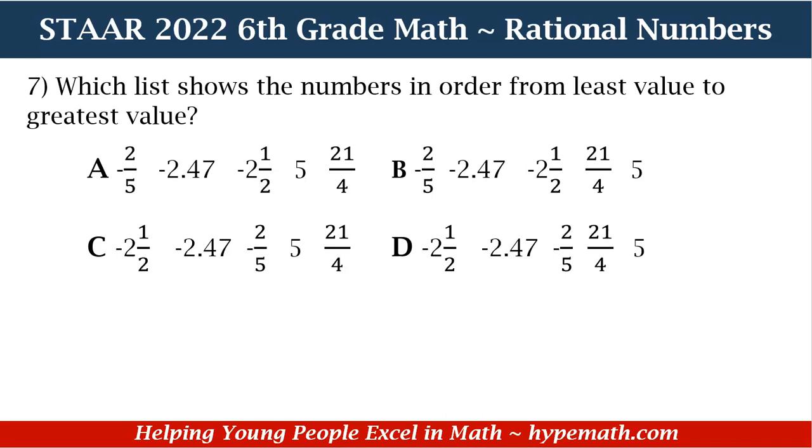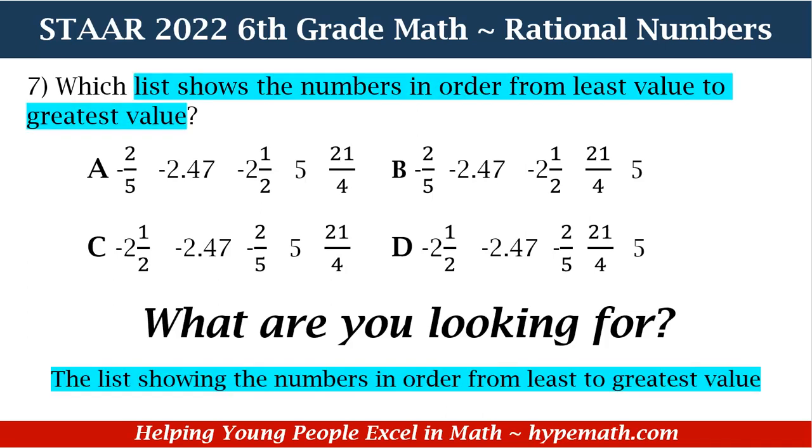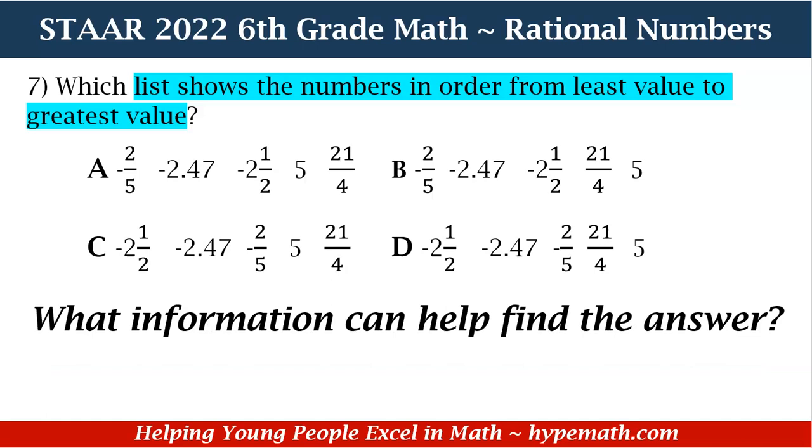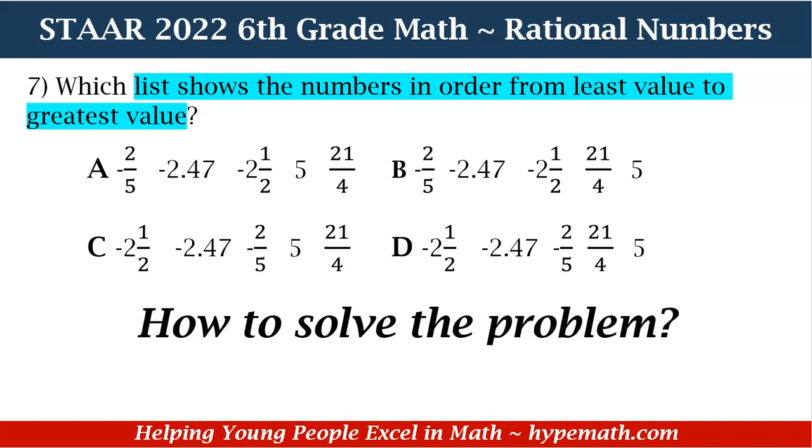Our first important question we need to ask is, what are we looking for? We are looking for the list that shows the numbers in order from least to greatest. That means from the smallest number to the greatest number. The next important question is, what information can help us find the answer? The information that can help us find the answer is us converting all of the numbers that are fractions into decimals, okay? Once we convert all of the numbers into decimals, then we'll be able to compare and order our numbers. So how do we solve the problem?